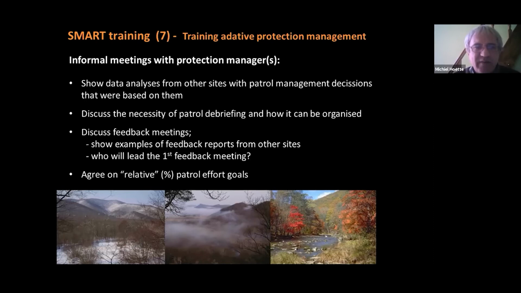And to prepare them, it's helpful to show analysis from other sites and the kind of management decisions that were made based on those analyses. And discuss the necessity for patrol debriefing and discuss with them how this can be organized. What is needed for that is that a database operator and a patrol manager are available at the moment when the ranger team comes back from patrol.